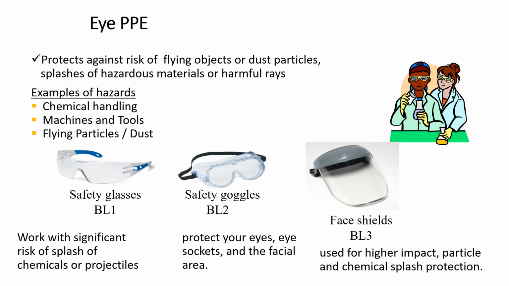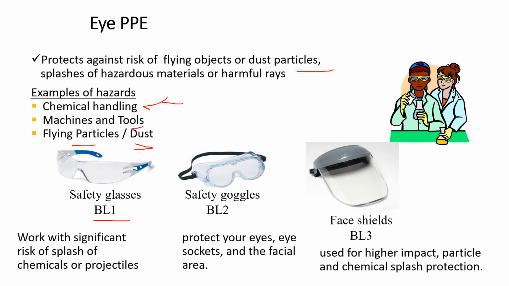So PPE, of course the protection of the eye is also very important while you are working. There are chances of flying objects or dust particles, and you have to protect your eyes from certain splashes of hazardous materials. Those can be harmful. There are certain tools, dust, or flying chemicals that can cause injury to your eyes. So there are different types of eyeglasses, for example, the safety glasses, according to the nature of the work.